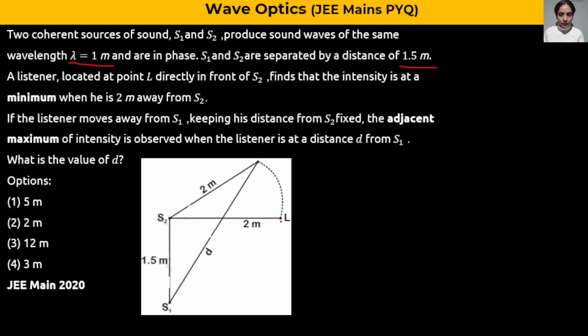A listener located at point L. Okay. So here is the listener. Done है. Directly in front of S2 finds that intensity is at a minimum value when he is 2 meter away from S2. So अगर ये इस पोजीशन में तुम्हारा लिसनर है यहाँ पे, then he or she is observing minimum intensity. Means यहाँ पे destructive interference हो रहा है.